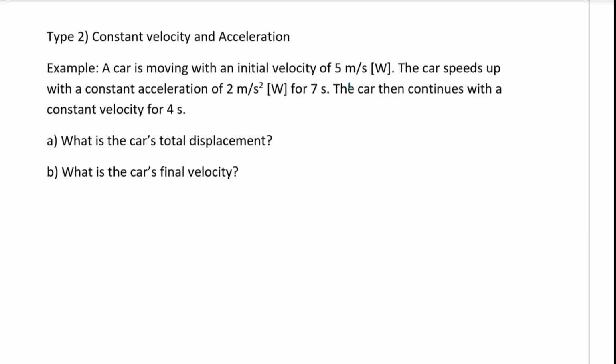Here is part 2 of the 4-part series on kinematic equations involving intervals. This one's going to involve an acceleration into a constant velocity. This vehicle is starting off at an initial velocity of 5 meters per second west. The car is going to speed up with an acceleration of 2 meters per second squared west for 7 seconds. Now this car then continues with a constant velocity for 4 seconds.